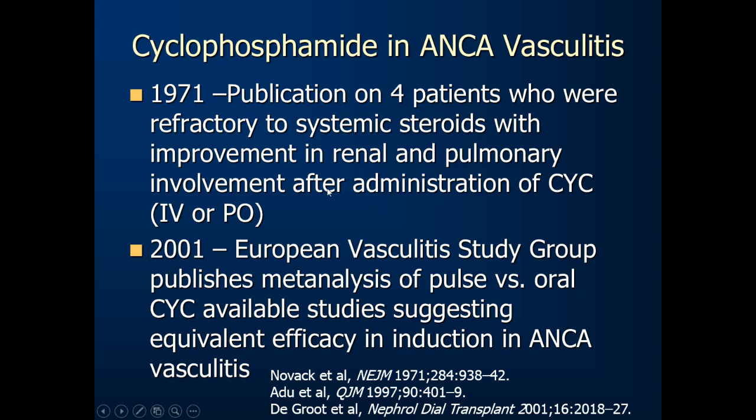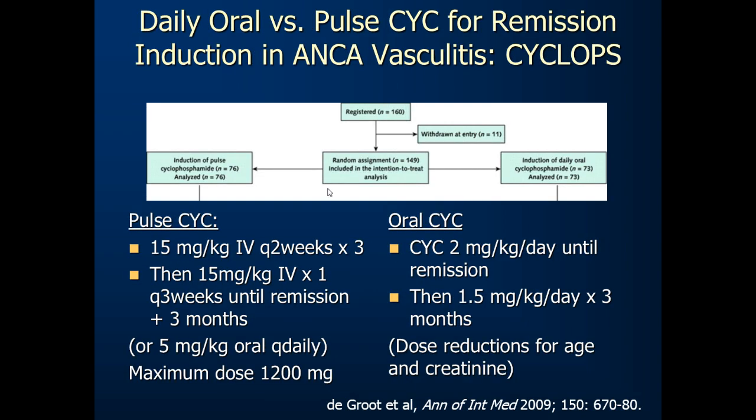Many years, decades later, the European Vasculitis Study Group published a meta-analysis looking at pulse versus oral cyclophosphamide, suggesting that there was equivalent efficacy in induction for ANCA vasculitis. So maybe not everybody needs to get pulse, because the mainstay of therapy before was IV Cytoxan, or cyclophosphamide, sorry, I shouldn't use brand names. So in looking at, and this is probably the best name for a study, and they don't even put what it stands for, it is just called CYCLOPS.